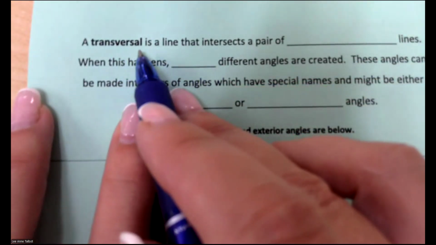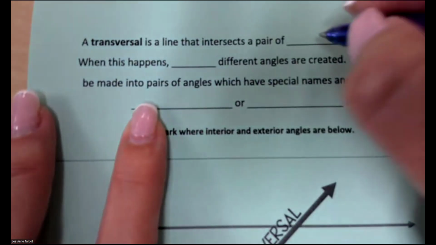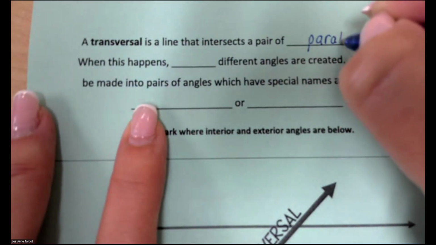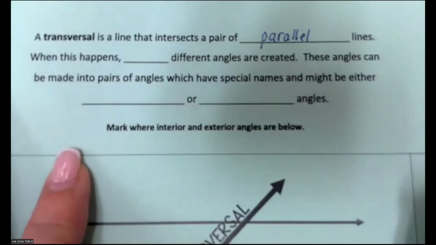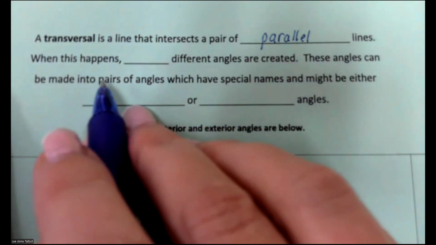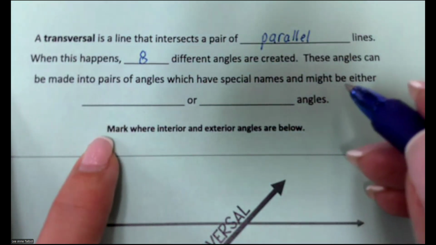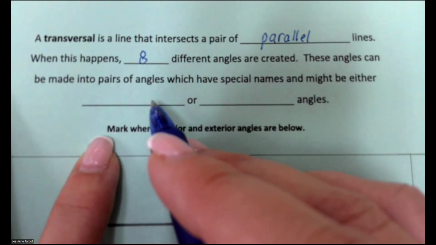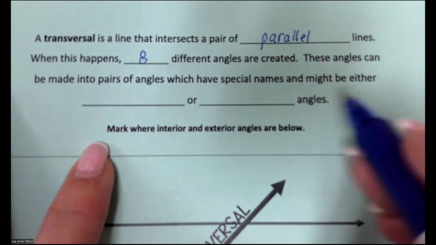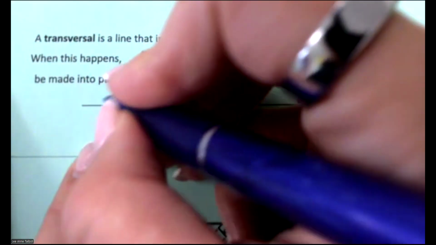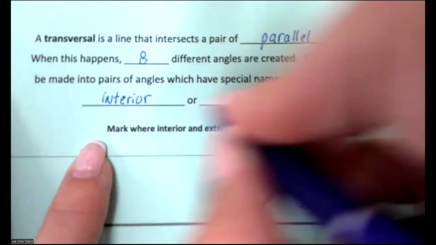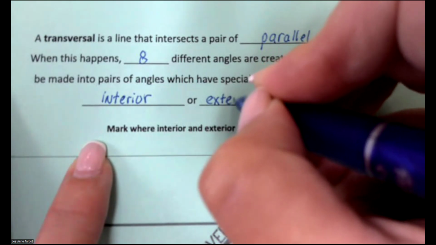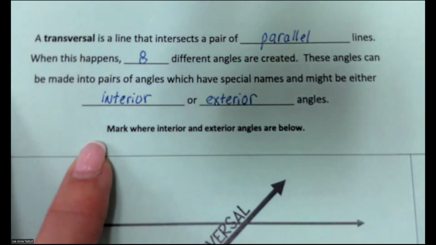A transversal is a line that intersects a pair of parallel lines. When this happens, 8 different angles are created. These angles can be made into pairs of angles which have special names and might be either interior or exterior angles.